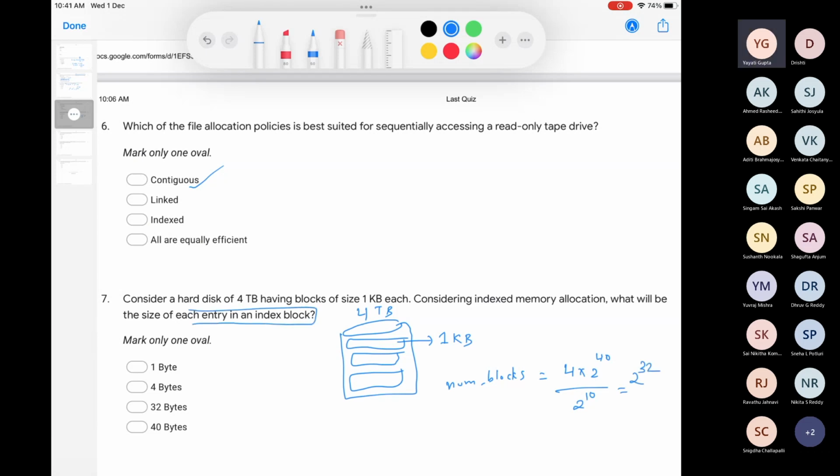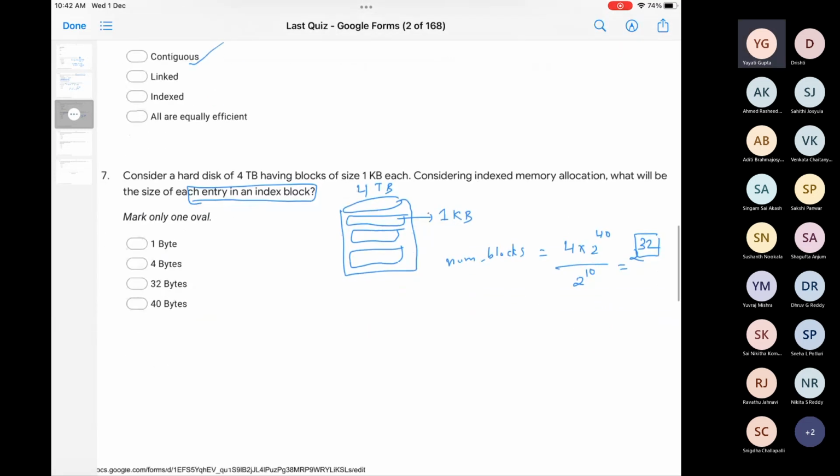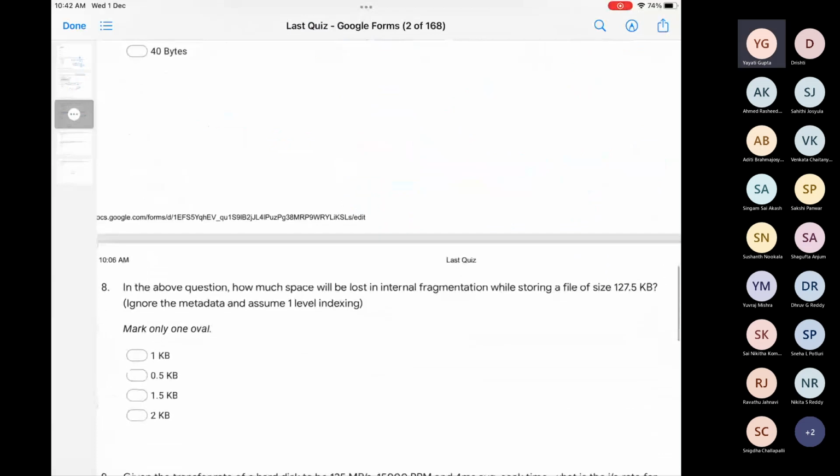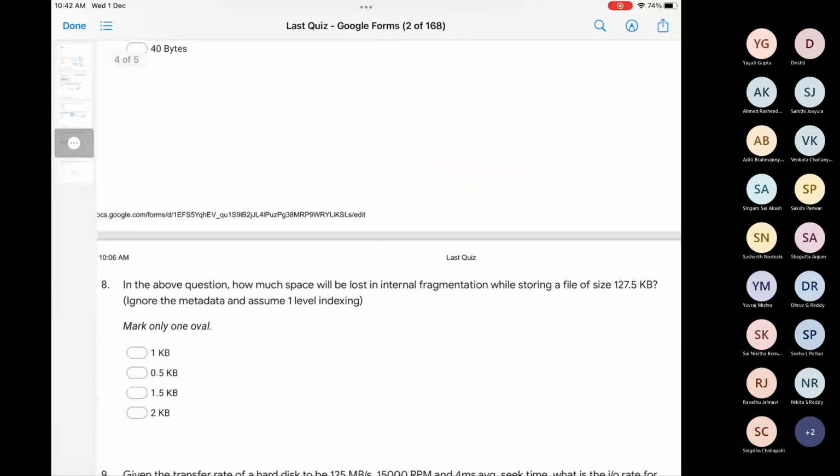Now, if you look at index block, each entry in an index block is nothing but the address of a disk location. So indirectly, we had to find how many bits are required to address a disk. So we required 32 bits, which is 4 bytes. Next question was a bit tricky. Only two of you have got a correct answer to this.